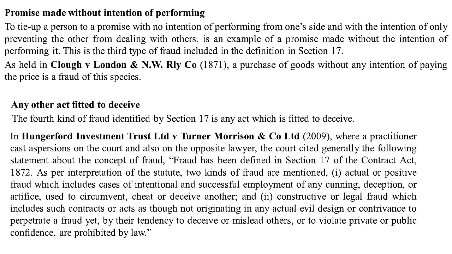Now, there are promises made without intention of performing. So, we must observe that to tie up a person to a promise with no intention of performing from one side, and with the intention of only preventing the other from dealing with others, is an example of a promise made without the intention of performing. So there is a third type of fraud, if you notice, that is included in the definition in section 17. And on this note, it has been held in Clough versus London that a purchase of goods without any intention of paying the price is naturally a fraud of this species.